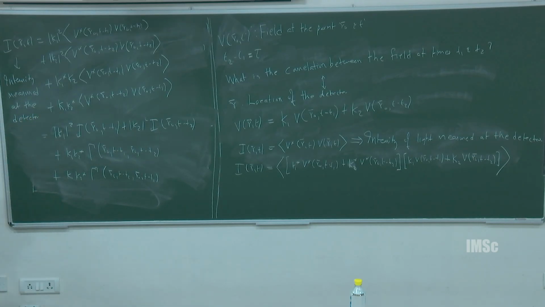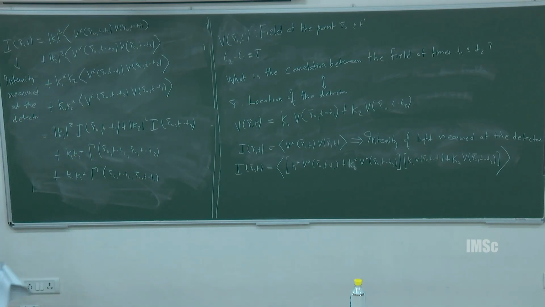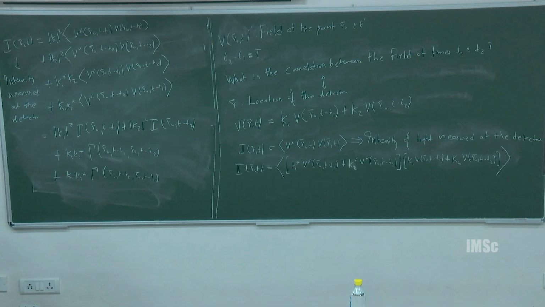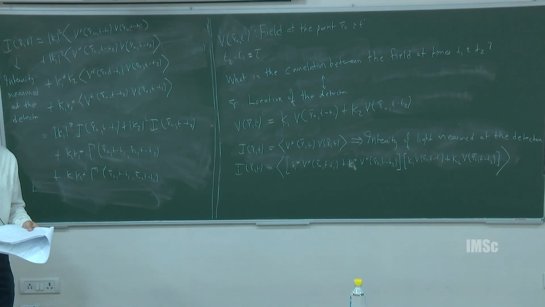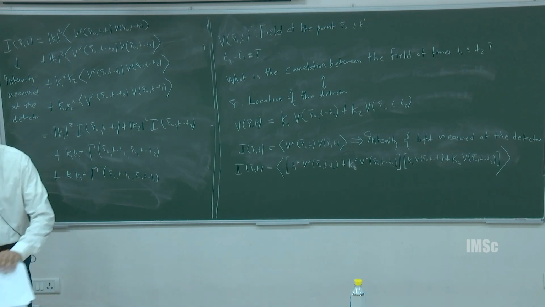So by looking at the intensity of the field measured at a detector, we should be able to investigate the correlation between these two instants of time. That is the generic method of the second order coherence theory. This is what we do whenever we wish to investigate temporal coherence in the second order coherence theory.